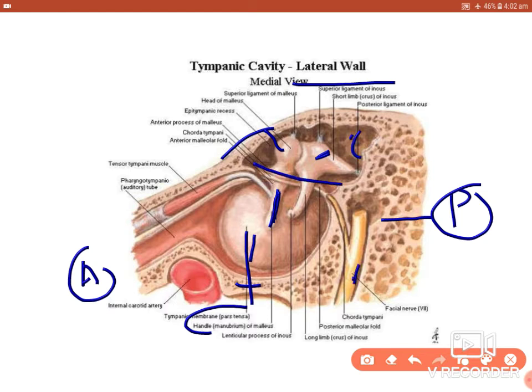Then the posterior wall: you can see this nerve is the facial nerve. It is providing a branch there. This is the chorda tympani. It is going to this lateral wall. In the anterior of this lateral wall, you can see this muscle. This is the tensor tympani muscle, which is attaching to the handle of this malleus.